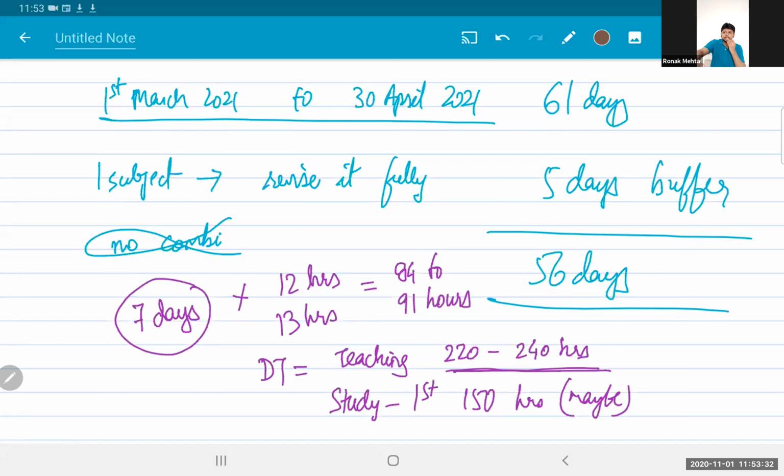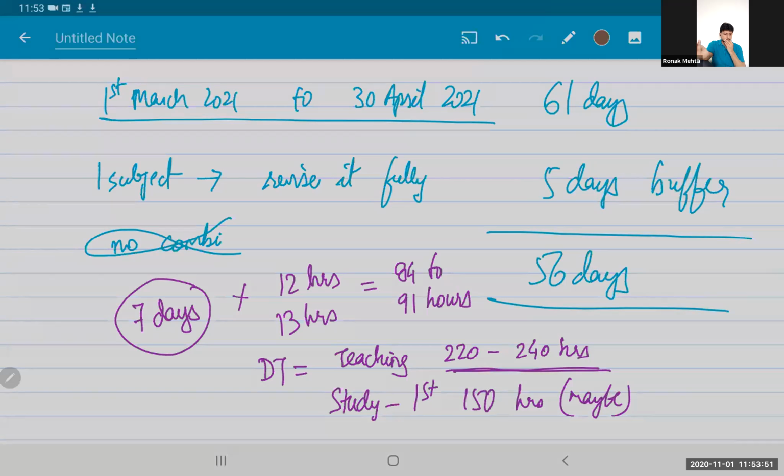You don't have to devote 10 days fully for studying the elective. You can probably finish it in 7 days. Why? Because the overlapping content is more. So select an elective paper which will reduce your study time, reduce your revision time. That much pressure you will have less on you. This is the general advice that I give.